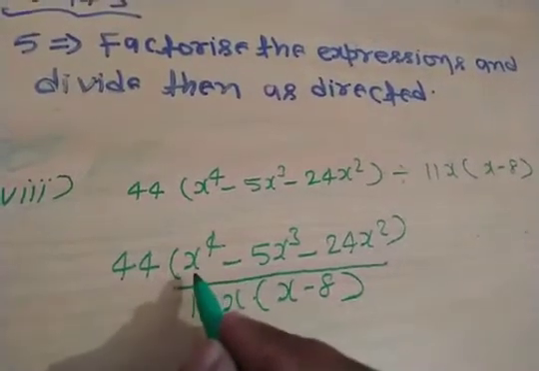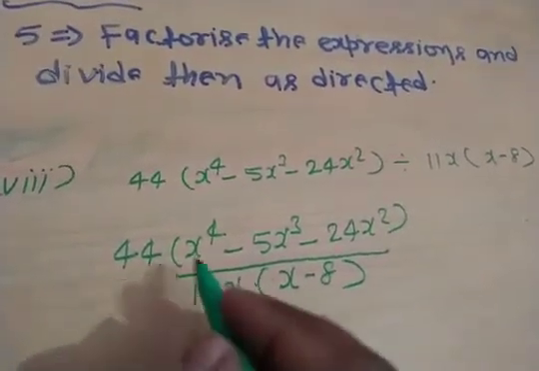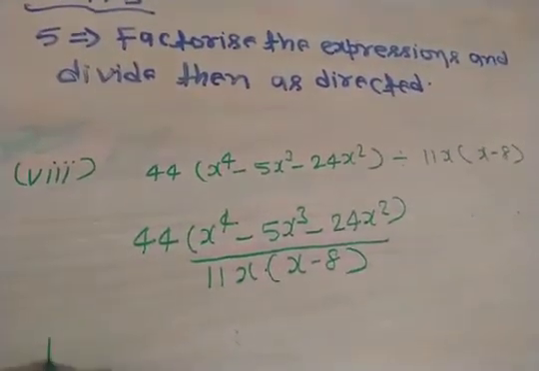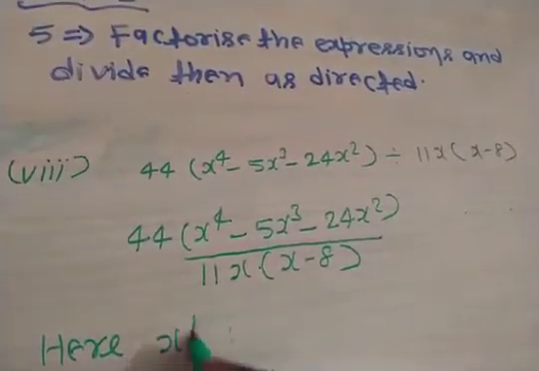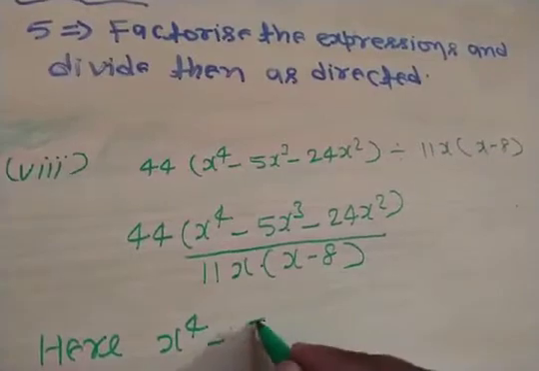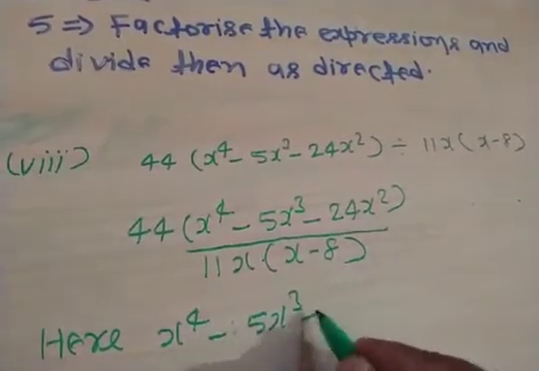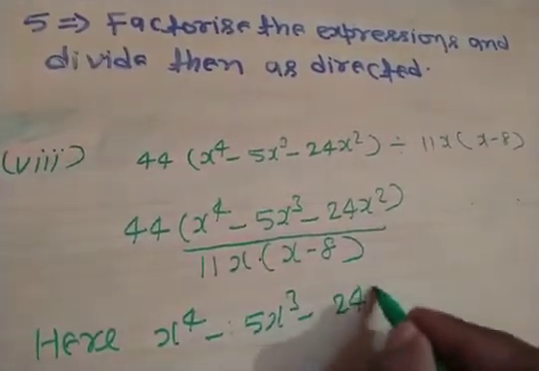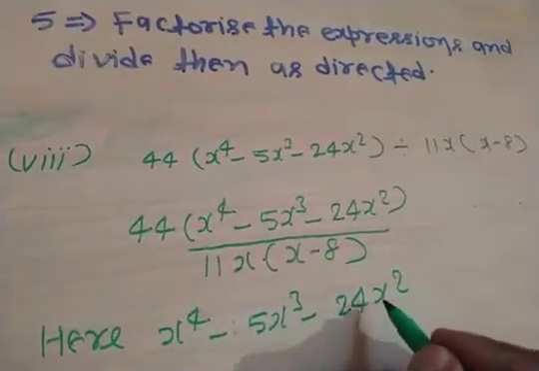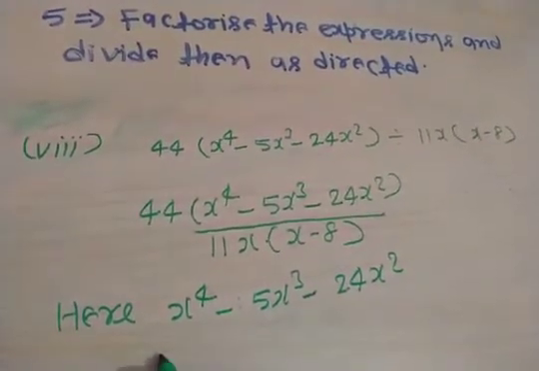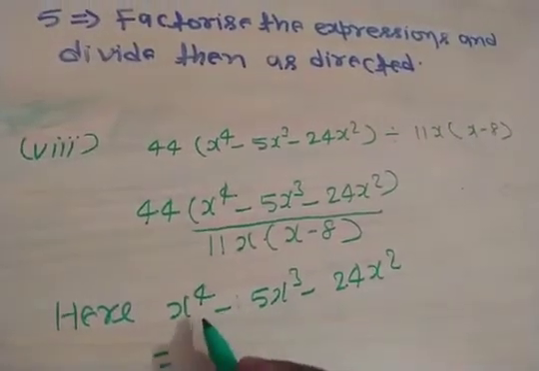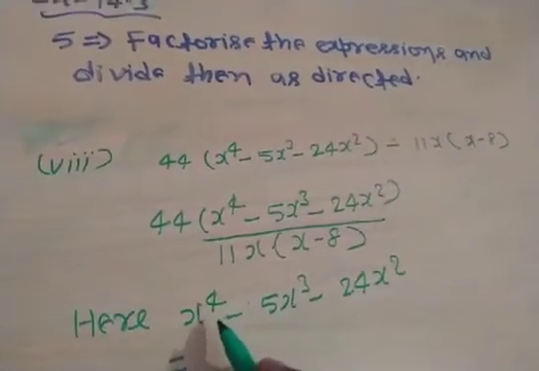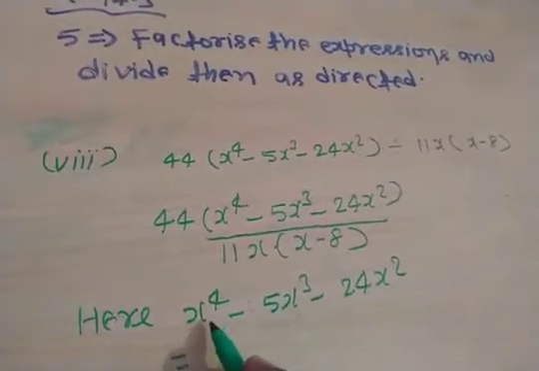So first we factorize it, after this we divide it. Okay, so here you can write x power 4 minus 5x power 3 minus 24x square. Clear? So we take common x square, which you can see in each term. Here x power 4 means x power 2 into x power 2.